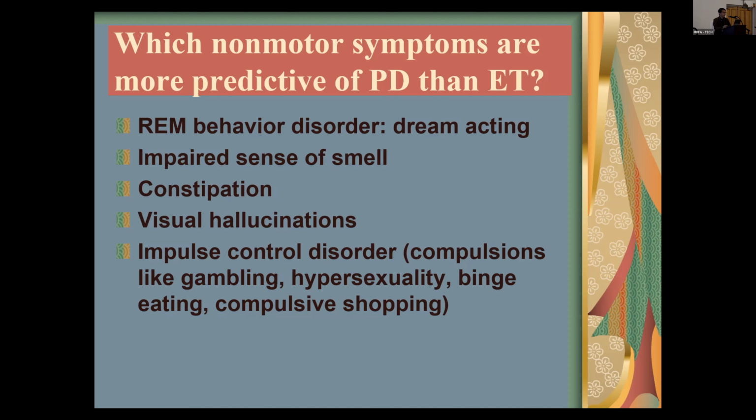In fact, this can start as early as 15 to 20 years before the first motor symptom like tremor, rigidness, or slowness appears. And then there's constipation, visual hallucinations, and impulse control disorder. So this refers to compulsions like gambling, hypersexuality, binge eating, and compulsive shopping.